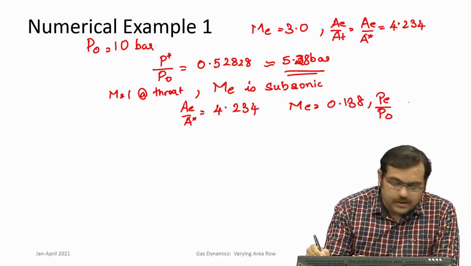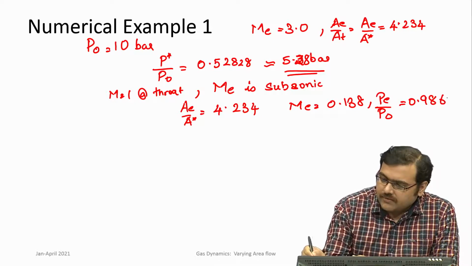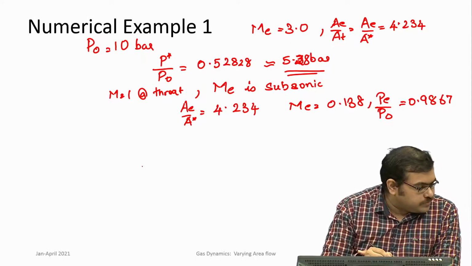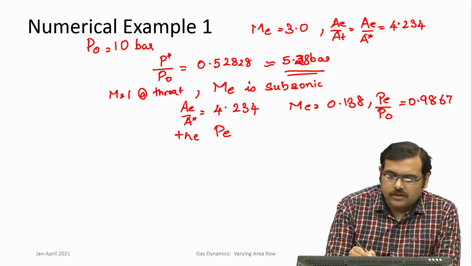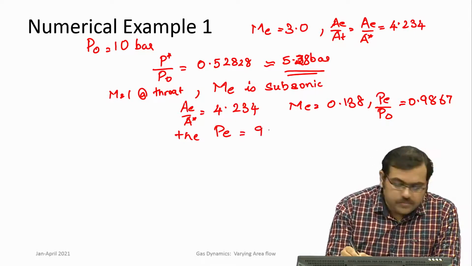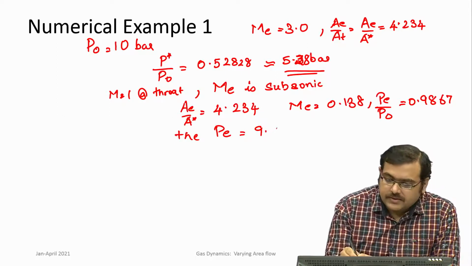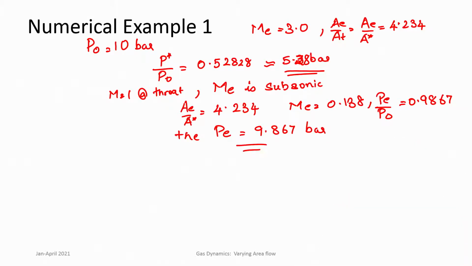Now, the flow is completely subsonic, therefore you can calculate what is PE by P naught. This turns out to be 0.9867. So you get the exit pressure, if we take P naught as around 10 bar, of 9.867 bar. So it will be around this value. That is for the case when the throat is at Mach 1 and the exit is subsonic.